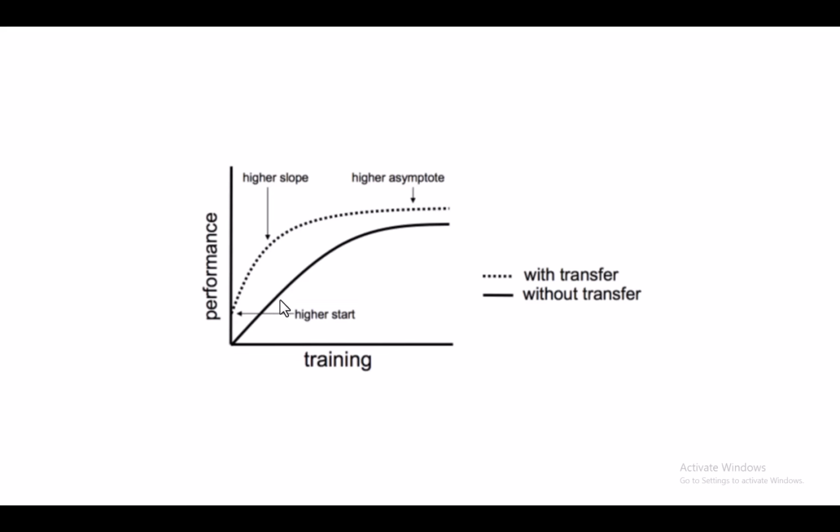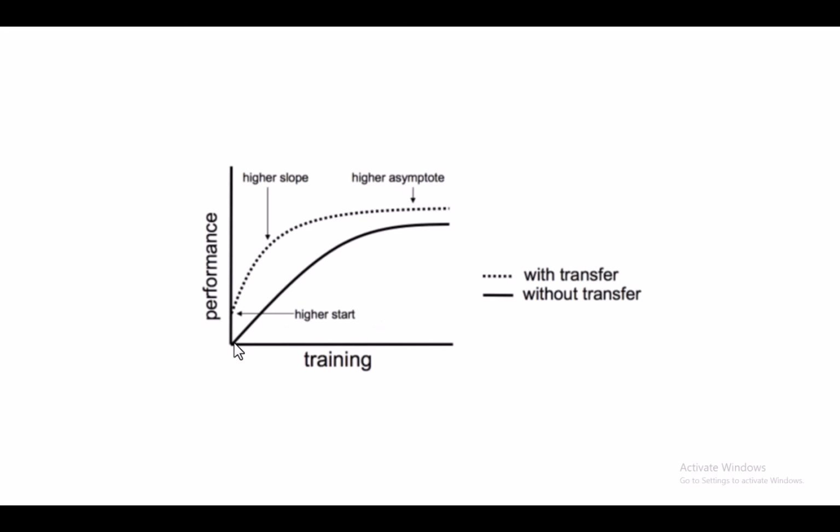It has quite a lot of advantages, and you can understand them with the help of this graph. There you can see on the x-axis we printed training, and on the y-axis we printed the performance of the model. This solid line is representing model training without transfer learning, and this dotted line is representing model training with transfer learning. You can notice that when we are using transfer learning, the performance is always greater as compared to when we are not using transfer learning.